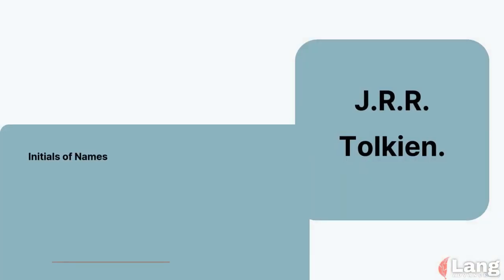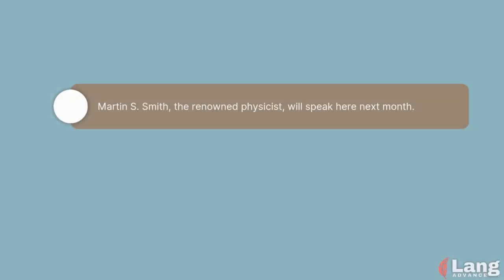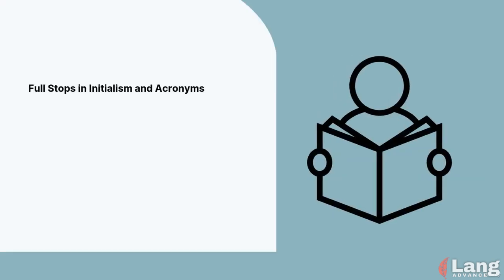Initials of names. Initials are a kind of abbreviation of people's names formed from the first letter of each part of the name: first, middle, and last name. For example, Martin S. Smith, the renowned physicist, will speak here next month. I love the writing of J.R.R. Tolkien.